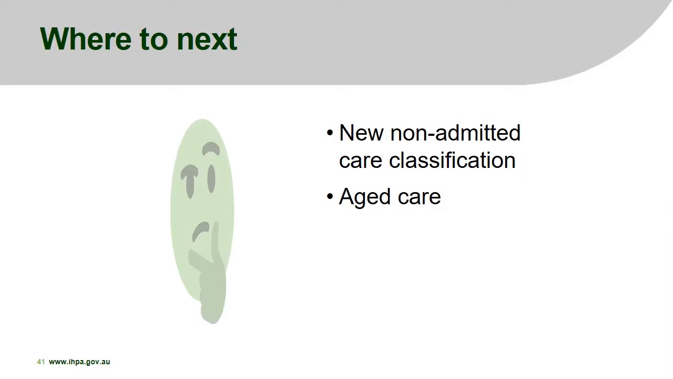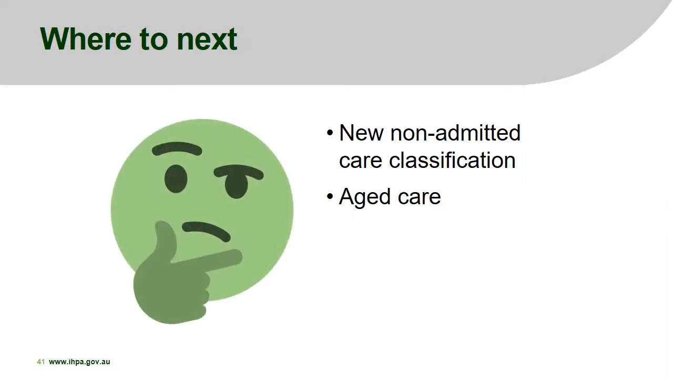So where to next? IHPA are in the process of developing a new classification for non-admitted care. This will replace the Tier 2 non-admitted services classification. It is anticipated that the new non-admitted care classification will be patient-based and look at complexity and other factors that influence the cost of care in non-admitted services. IHPA will also be undertaking work in relation to aged care.